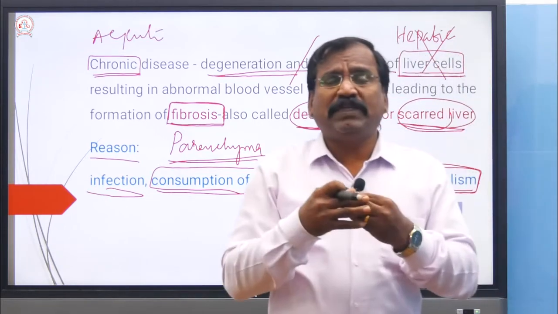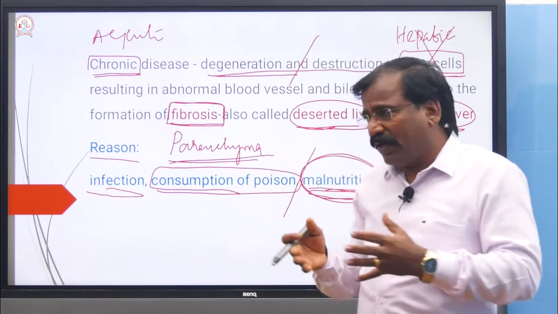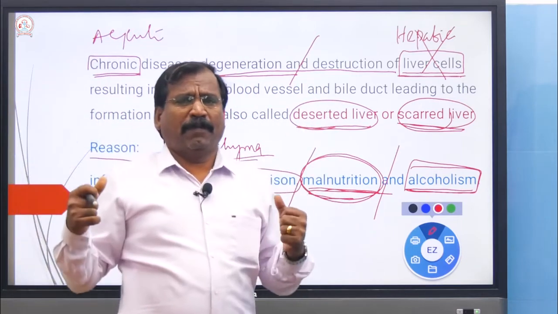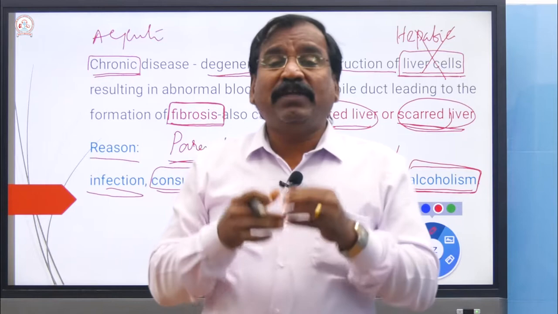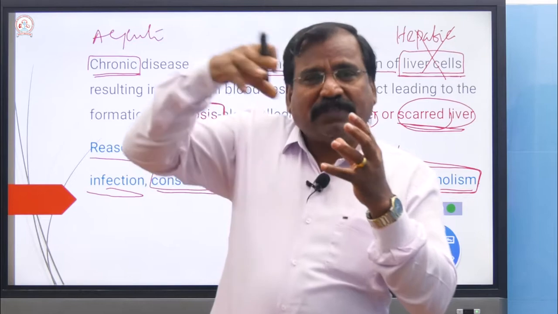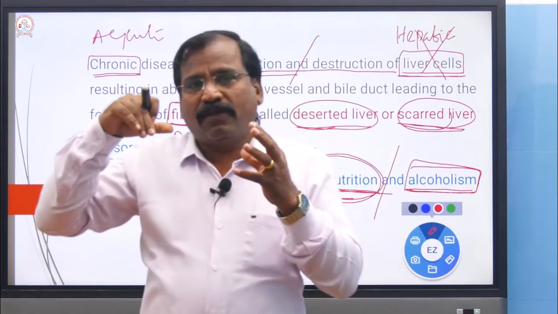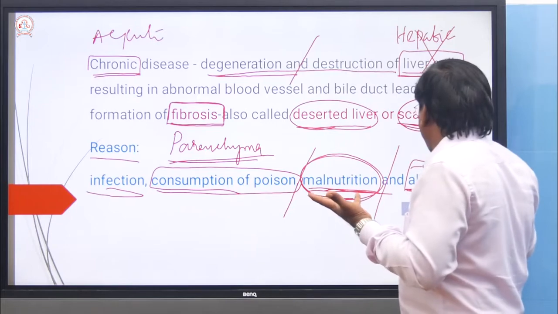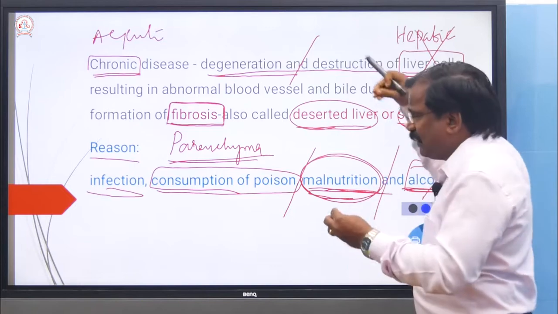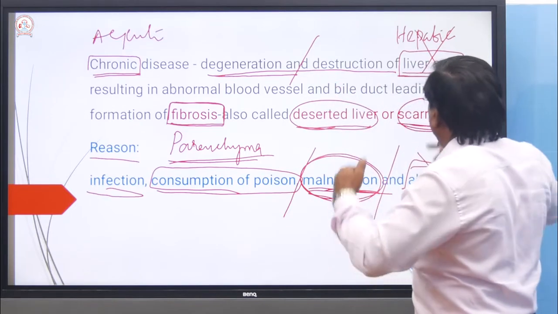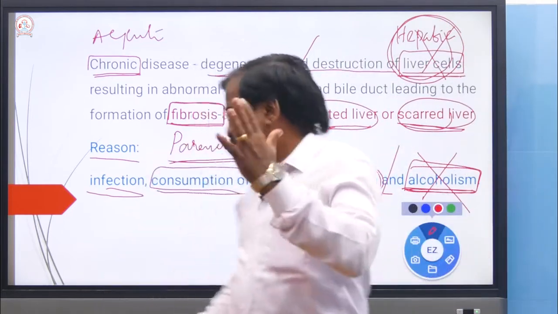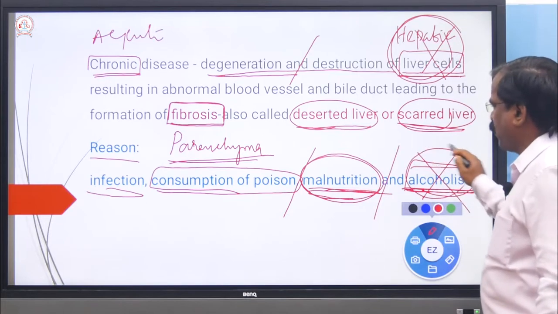Any substances, even the food, everything after digestion goes directly to the liver. The liver scans everything, like a scanning procedure, and allows only the useful substances. Alcohol is foreign to the body, so it damages the hepatic cells or liver cells. That's why there is fibrosis. So alcoholism is a major cause.